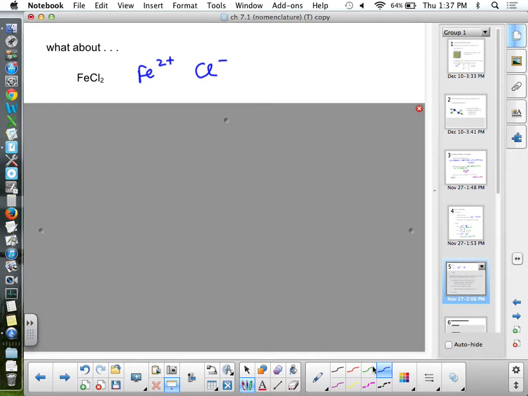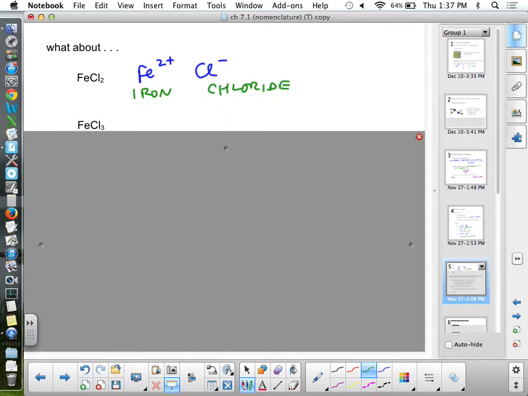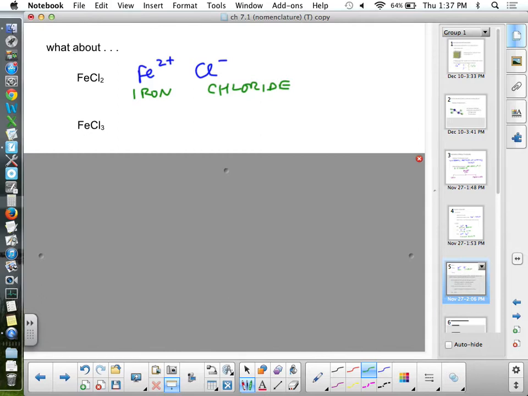Okay? So to name this compound, I would call it iron chloride. The problem is there is another compound that has the formula FeCl3. That clearly also contains chloride anions, but because there are 3 chloride anions per formula unit, I know that the iron has to have a 3+ charge. Well, I can't name both of these compounds iron chloride because that would be ambiguous. Every unique compound must have a unique chemical name.